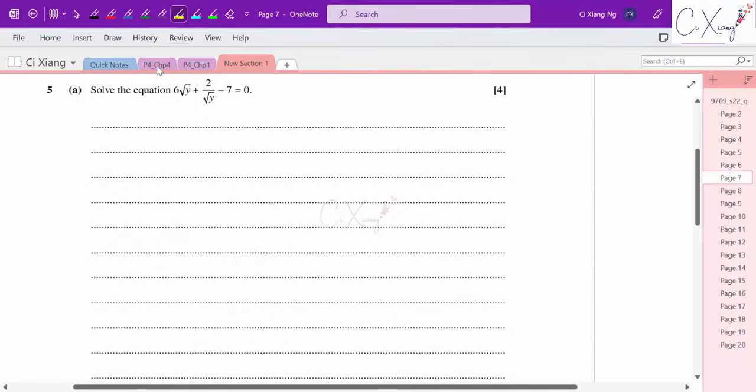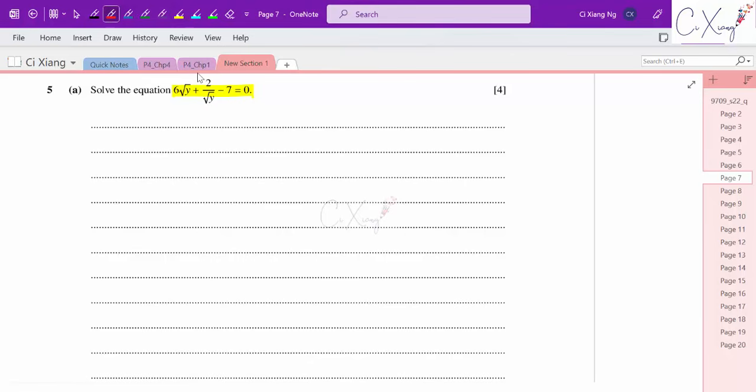Question number 5, they want us to solve this particular equation. Okay, so before I solve it, I feel that this square root y is quite complicated when I look at this particular equation. So to make it look simpler, maybe we can let x equal to square root y first, and let's see what we observe after we change it. So I have 6x plus 2/x minus 7 equals 0. I don't like to have x as a denominator, so I will multiply the whole equation by x.